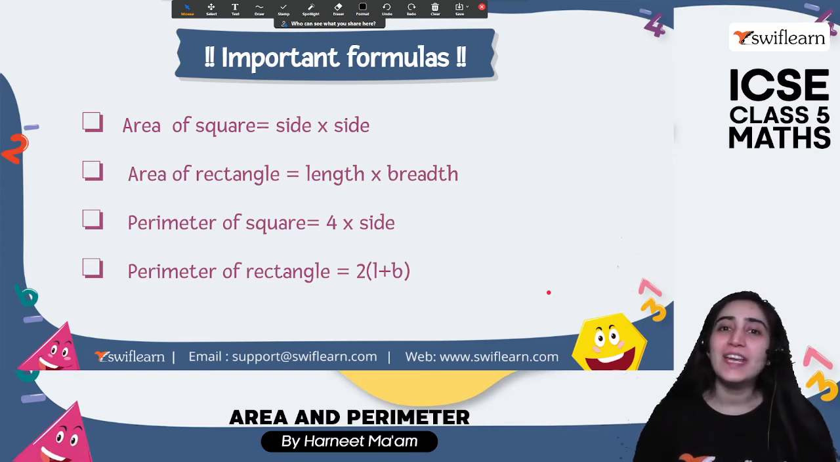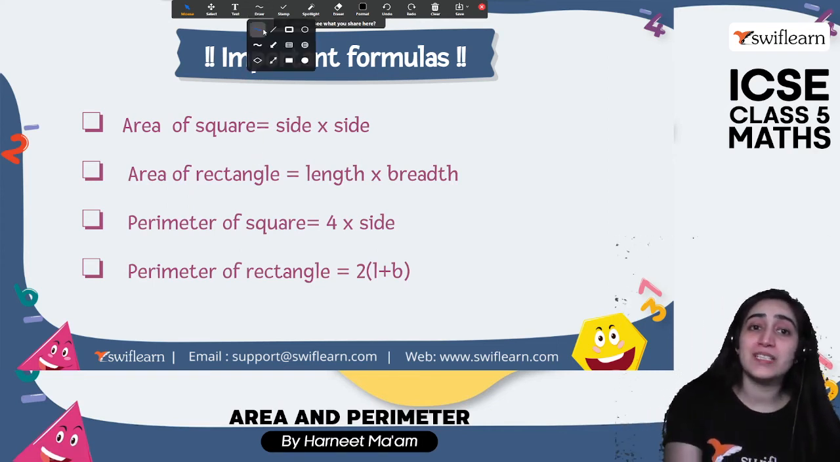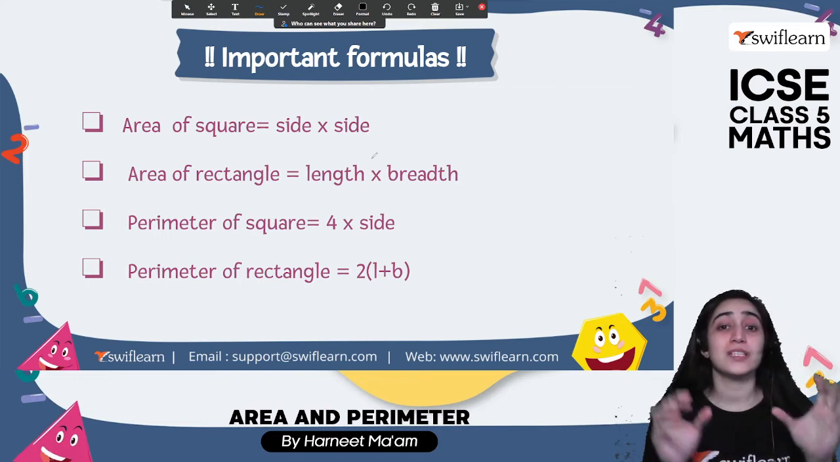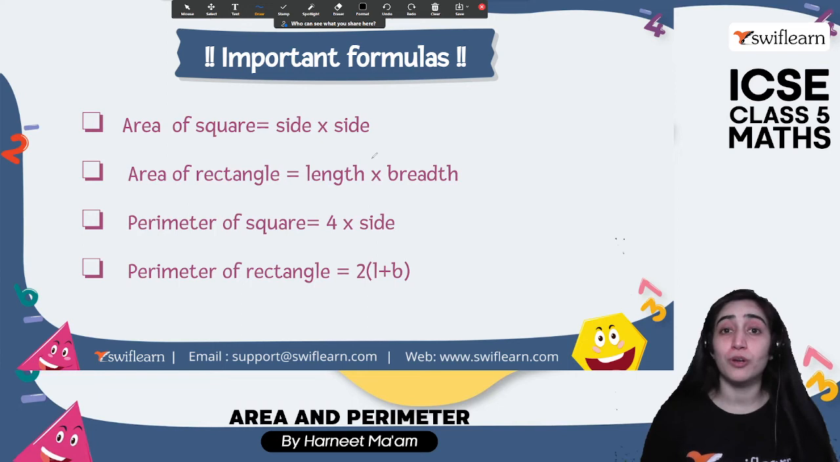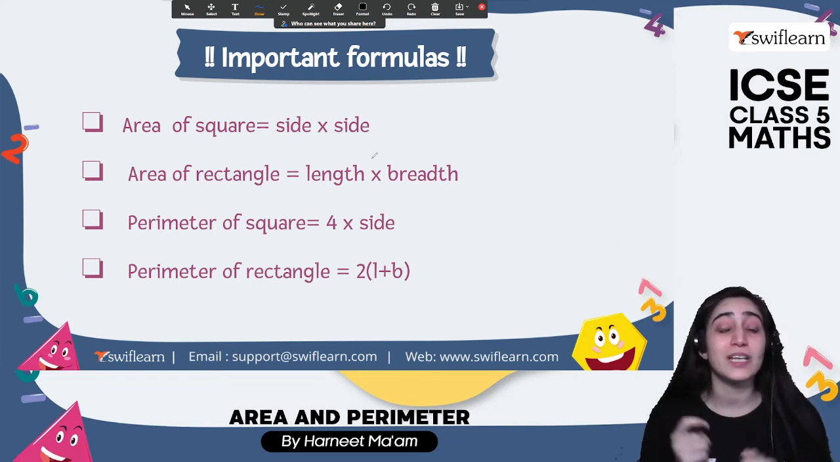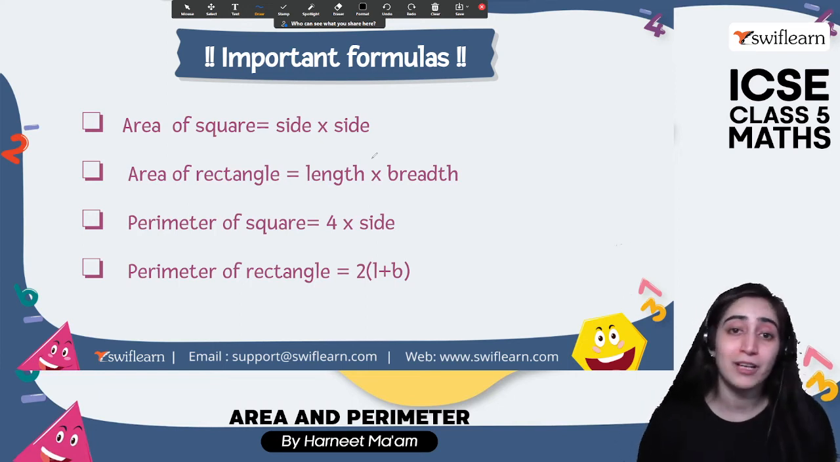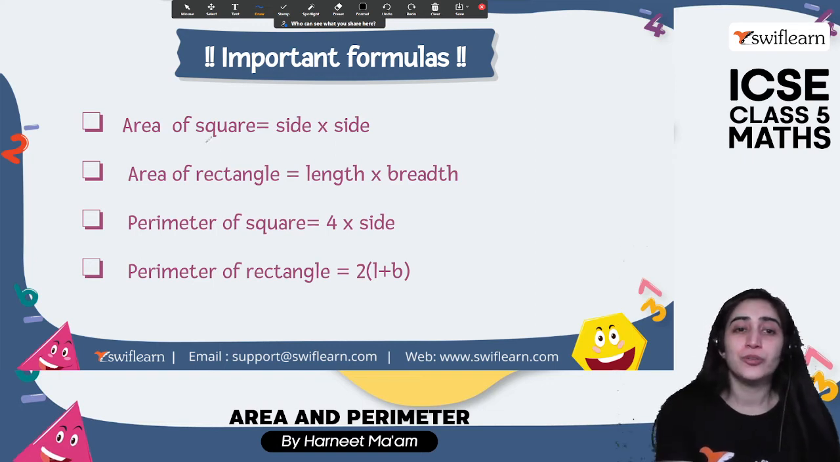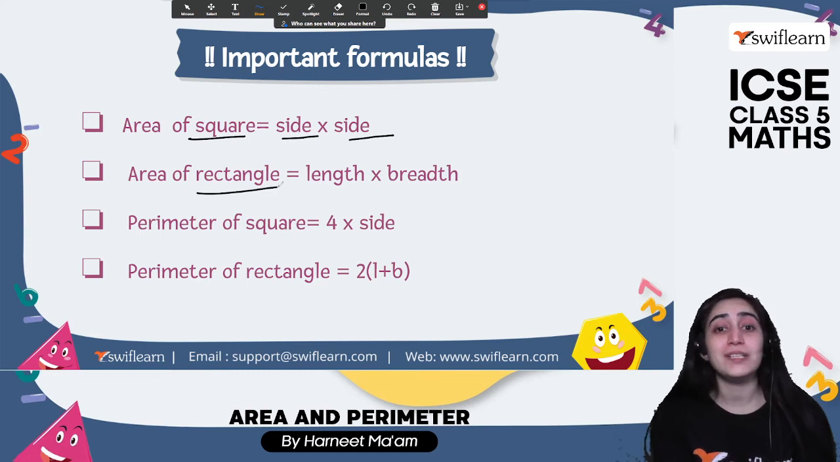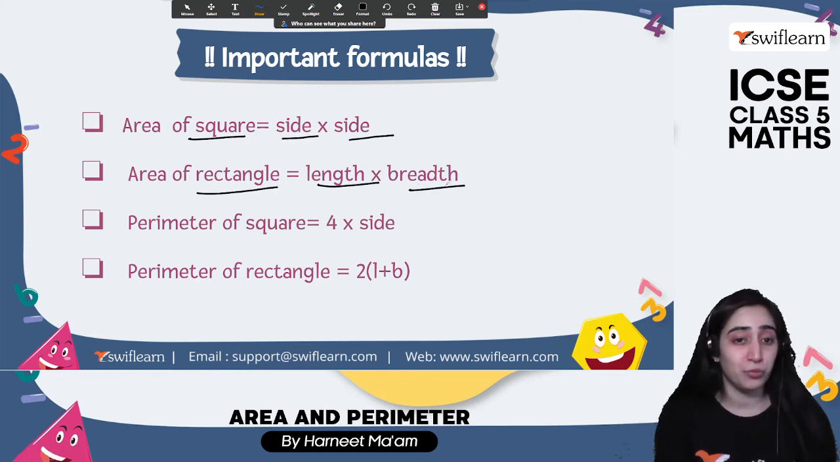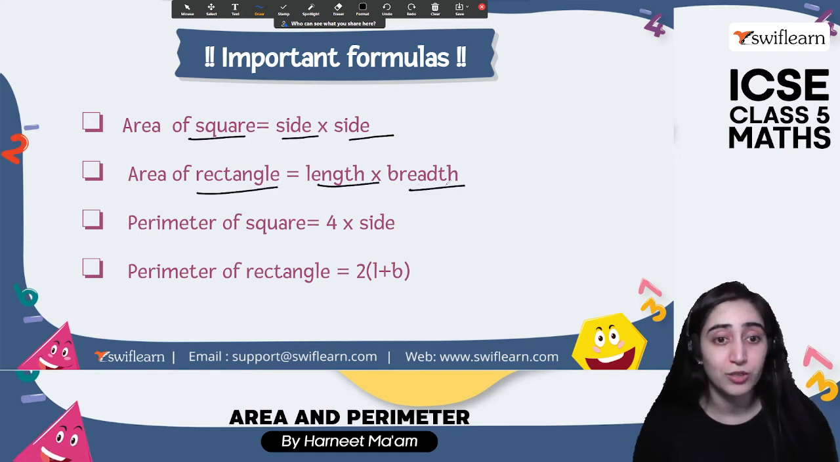Here we come to the end of the session. So we have revised the perimeter and area. Just as important information, you can take a screenshot of the important formulas. Remember not to forget that, because these will be handy notes before going to exams. All right. So the area of a square is side into side because the sides are the same. Whereas for the rectangle, it's length into width or breadth. You can use both terminologies.